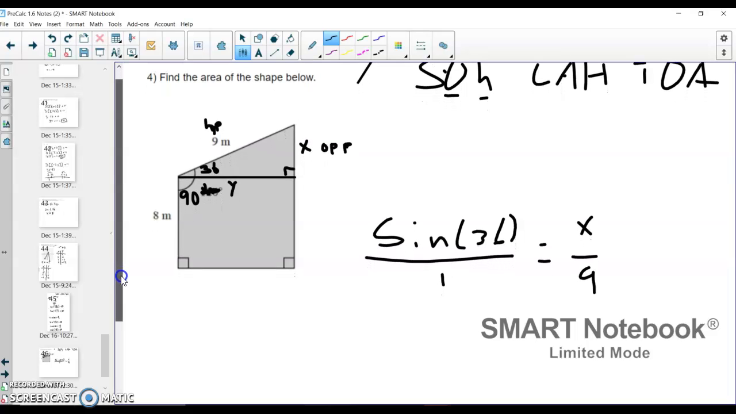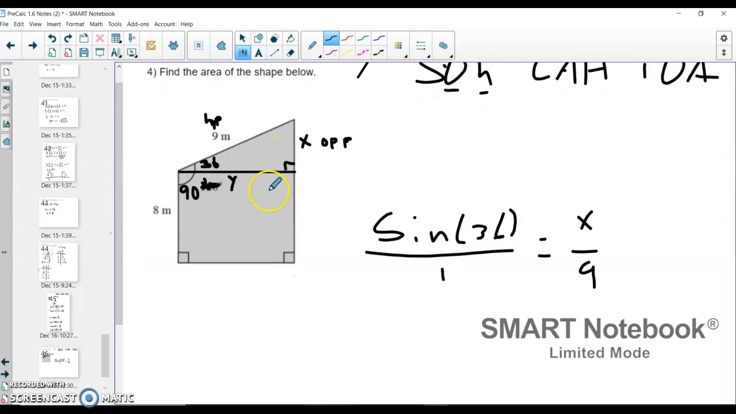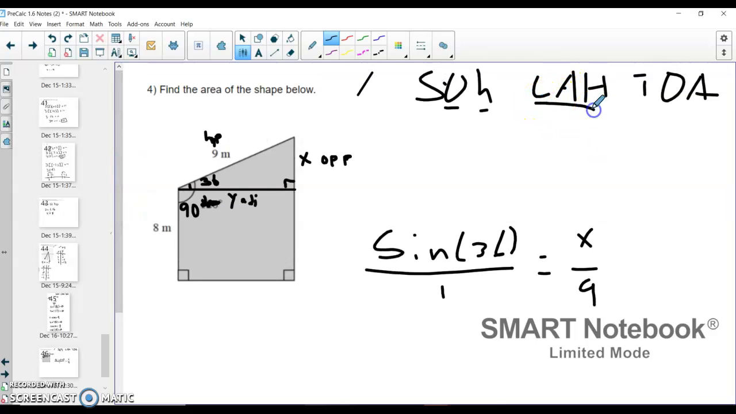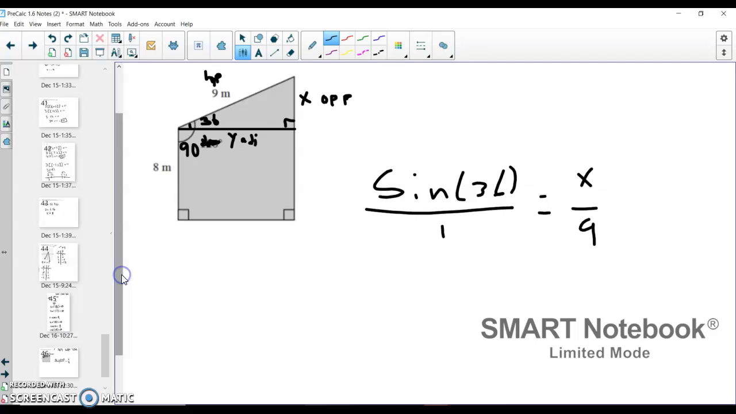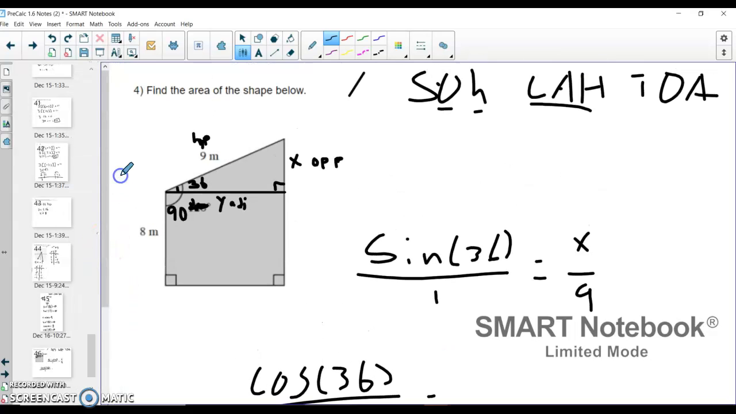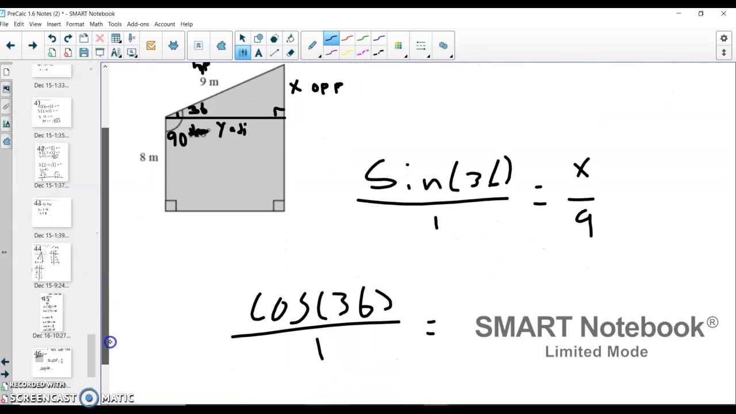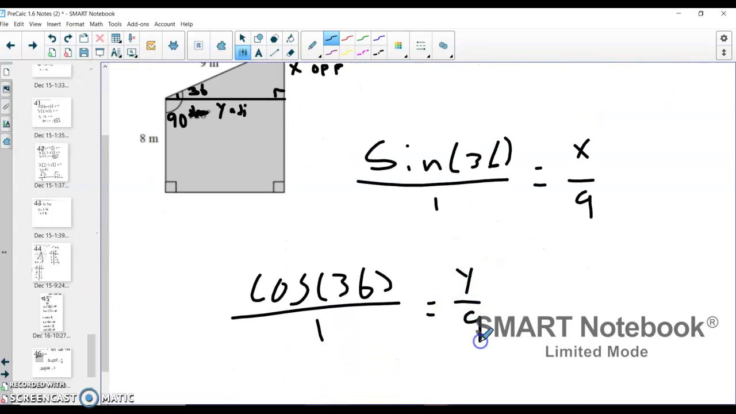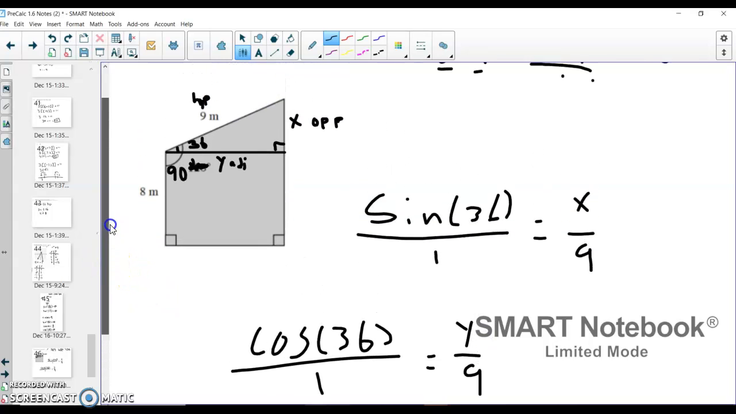Okay, then I have to figure out y. And I can still use my 36-degree angle right there, but this time y is my adjacent. Y is adjacent to my angle because it's between my reference angle and my 90. So I have adjacent over hypotenuse. Adjacent over hypotenuse is cosine. So I can set this up as the cosine of 36, put that over 1. And that is equal to the adjacent divided by the hypotenuse because A comes before H. So that would be y divided by 9. And again, I can cross multiply and solve here.